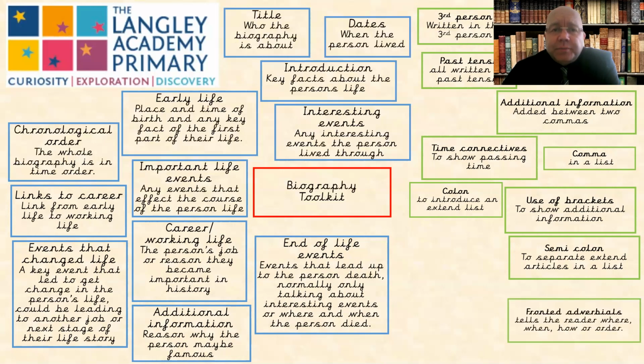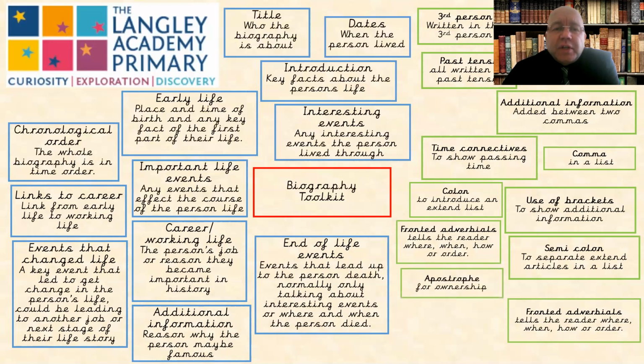Fronted adverbials: starting your sentence with an indicator of where, when, how, why something happened. Oh, another fronted adverbials, that's repeated, sorry. Apostrophes. If you're indicating that something is owned by someone, then apostrophe s to show ownership. And formal language. Be as correct and precise in your choice of English as you can be.